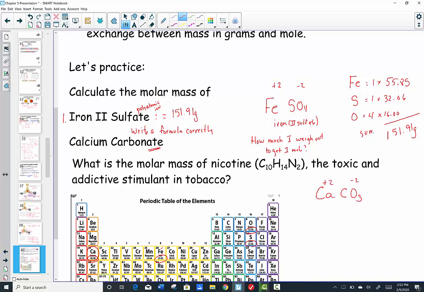Calcium has a molar mass of 40.08. Carbon has a molar mass of 12.01. Oxygen has a molar mass of 16, but there are 3 of them in the formula, so let's sum all of the atoms. 40.08 plus 12.01 plus 16 times 3, and I get 100.09 grams.